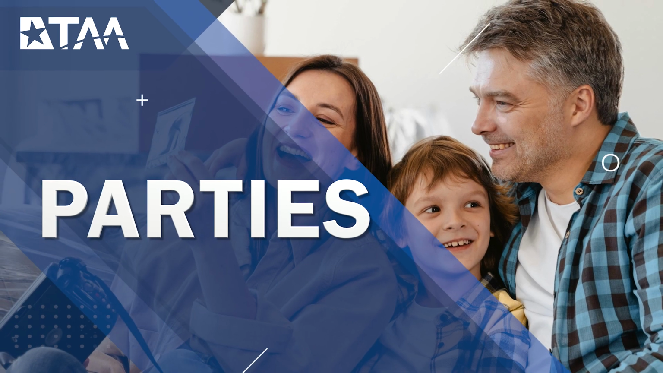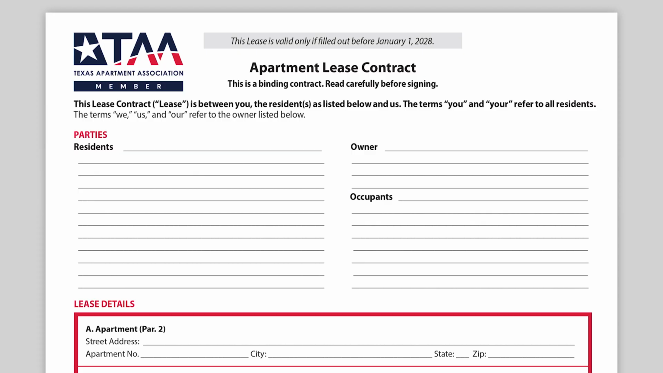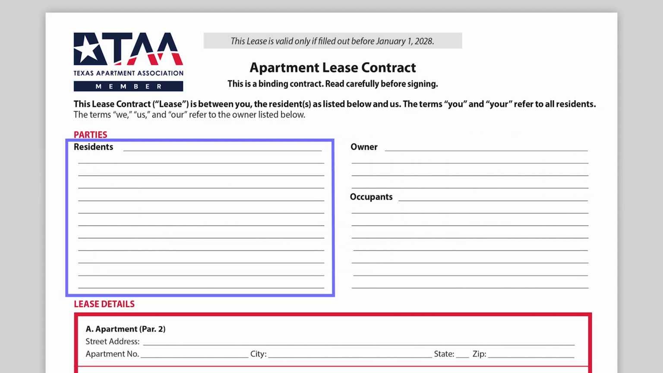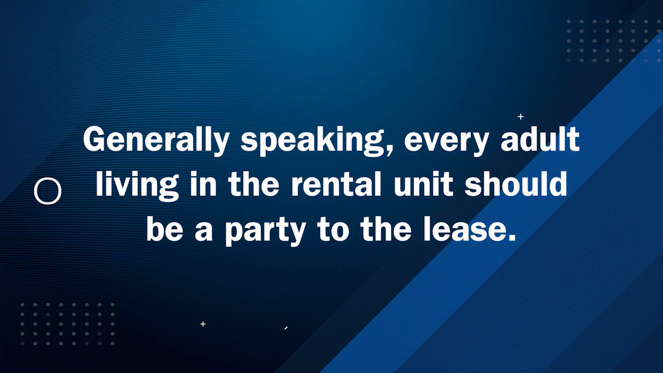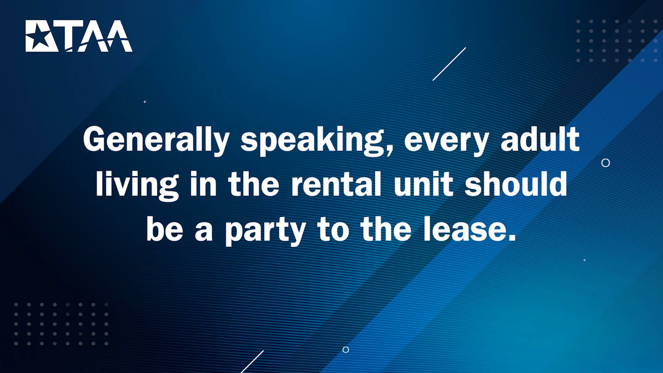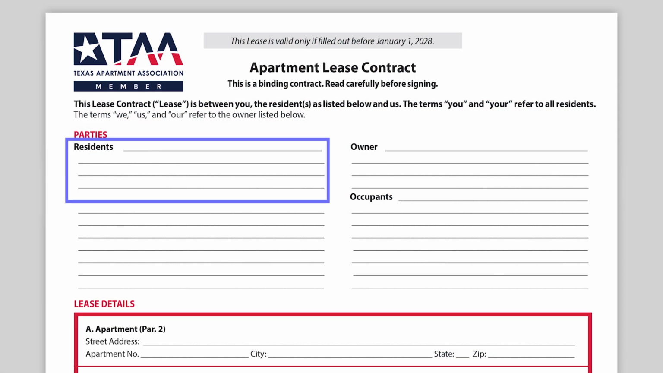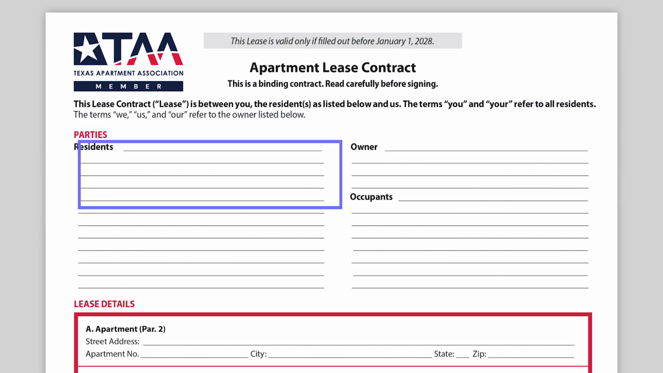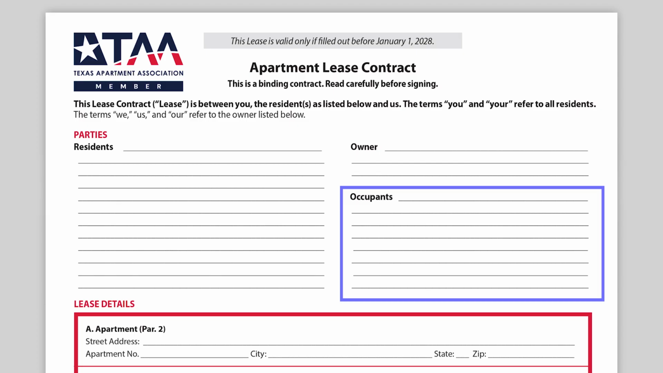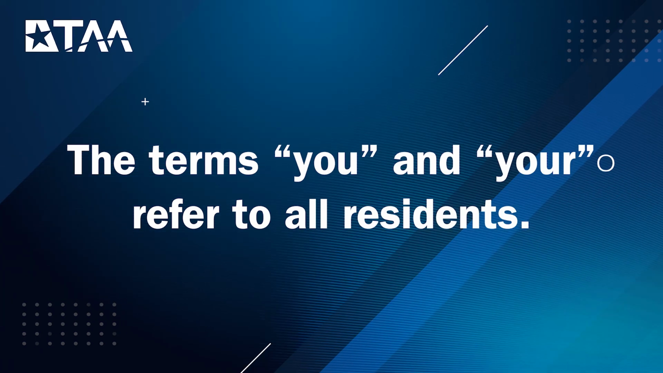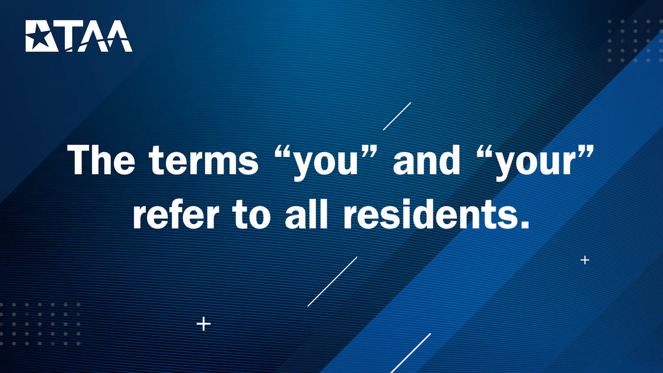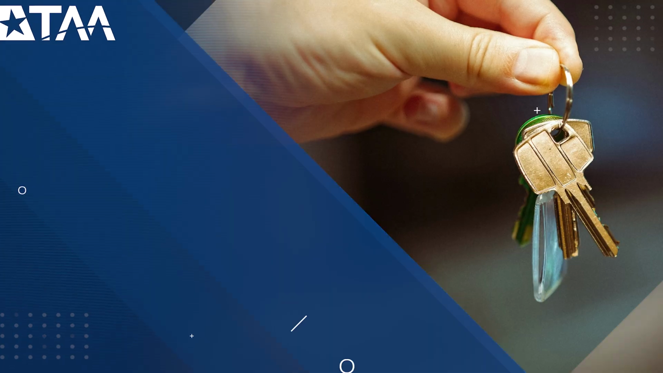Parties and lease details. Parties. The two parties to the agreement are us, the owner, and you, the resident. Generally speaking, every adult living in the rental unit should be a party to the lease. Children and some adults who are dependents, such as an elderly parent, should be listed as occupants. The terms you and your refer to all residents.